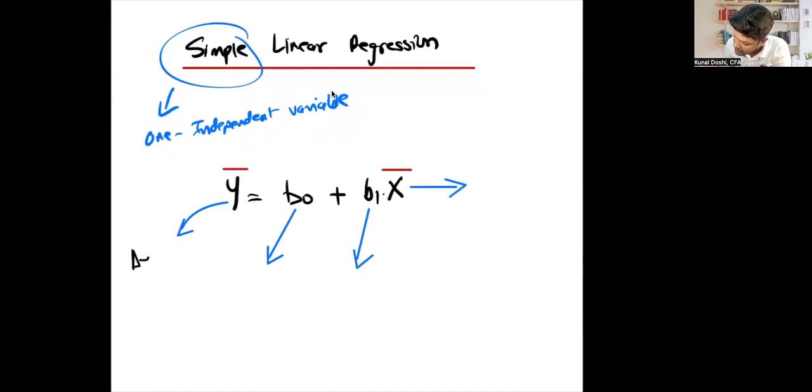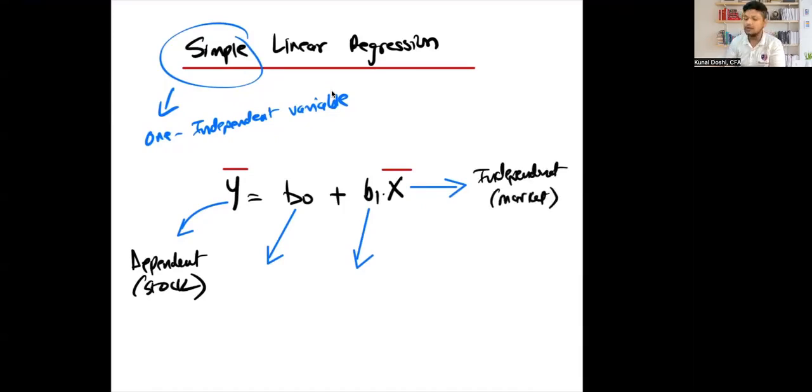Y is the dependent variable or dependent factor, like I told you, stock. X is the independent factor or independent variable like market or index. B1 is called the slope, which you can use as beta. Beta is the slope. B0 is called the intercept.